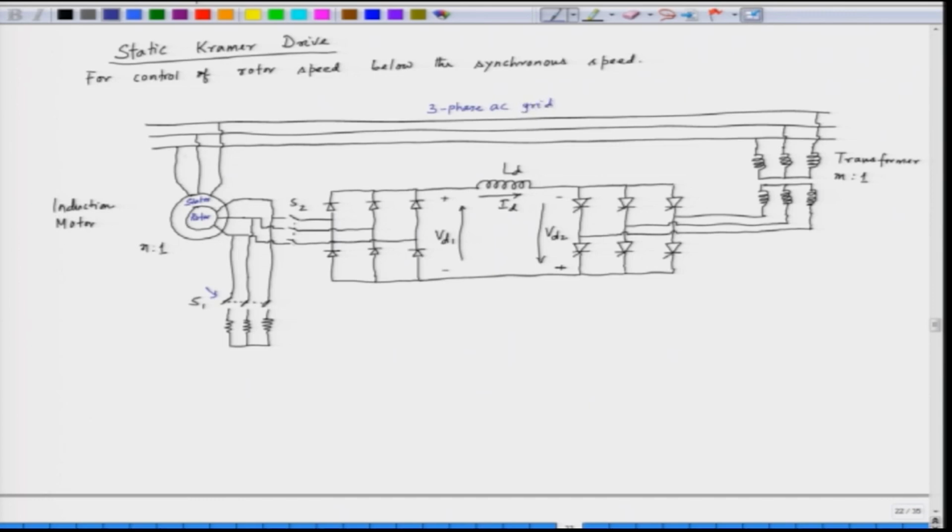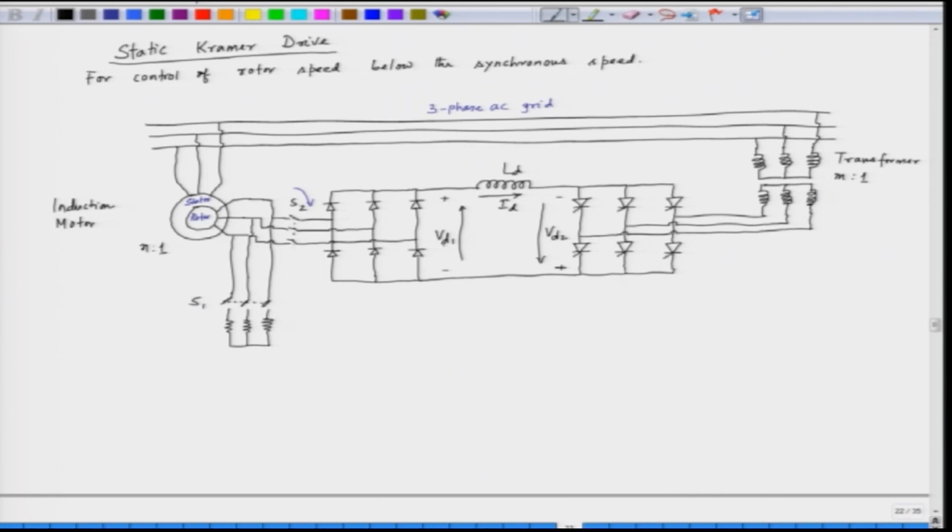So, the stator is fed from the 3-phase AC and the rotor is connected to 3 resistors through the slip ring. The motor normally rotates, and when we want to recover the slip power and do the speed control, we open switch S1 and close switch S2. So, these 3 switches are closed, and the rectifier is connected to the rotor of the induction motor.